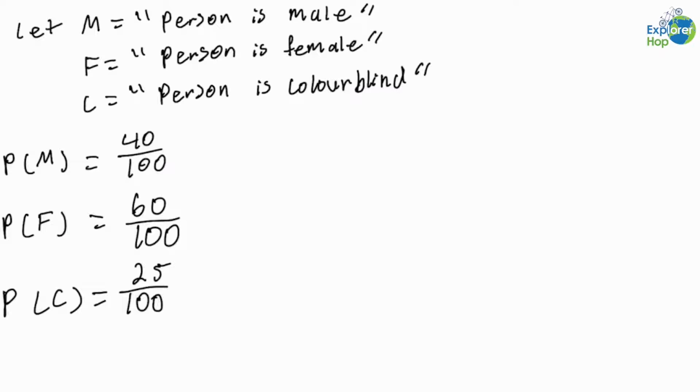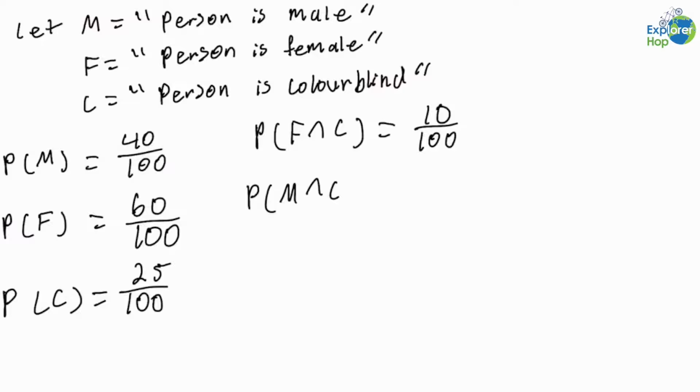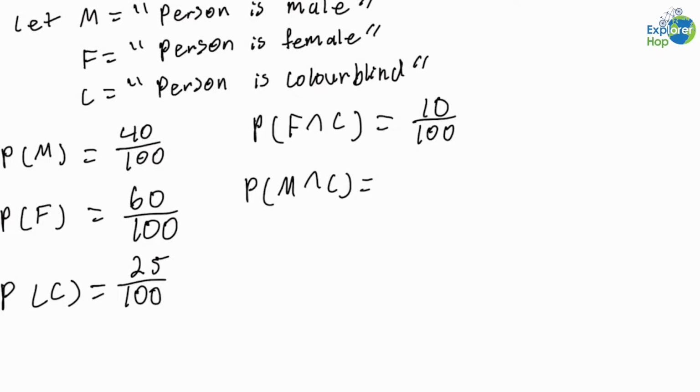From the question, we can also find the probability of the intersection of event F and C. And from the question, we see that this is equal to 10 over 100, because there are 10 people that are female and are also colorblind. Likewise, the probability of the intersection of event M and C is equal to 15 over 100, since 15 people are male and colorblind.